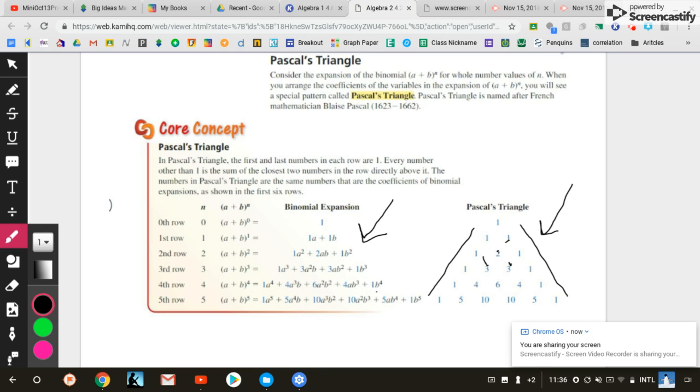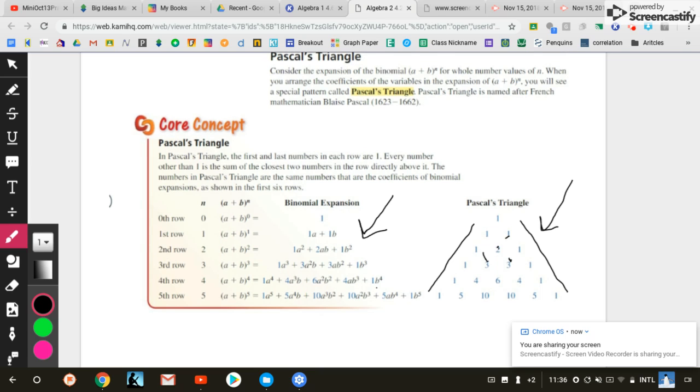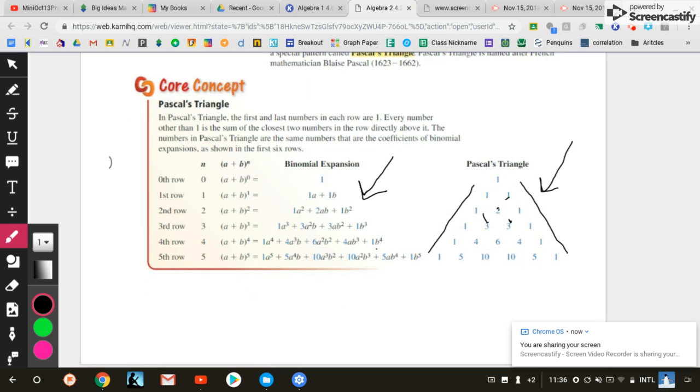And so on. So if we wanted to create then the 6th row here, you'd have to start with a 1. 1 plus 5 is 6. 5 and 10 is 15. 10 and 10 is 20. 10 and 5 is 15, 5 and 1 is 6, and then you'd end it with a 1.